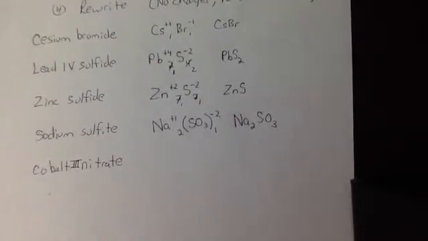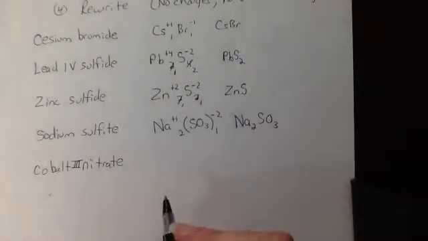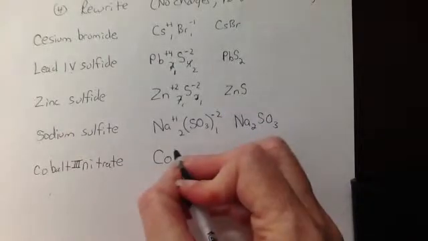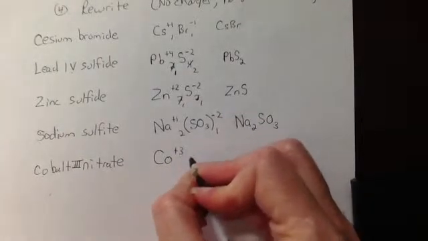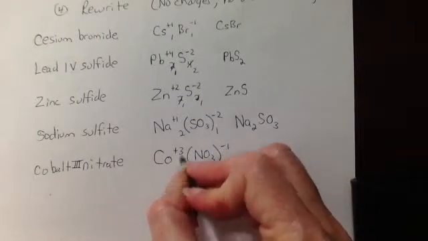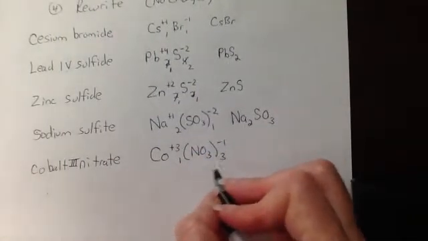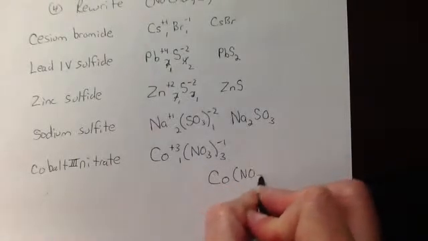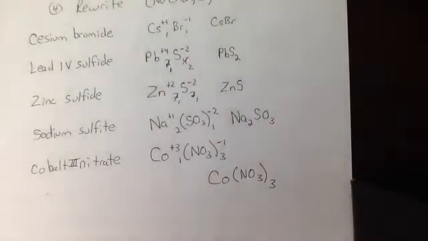polyatomic ion. Then we have cobalt(III) nitrate. Cobalt has Roman numeral 3, so that's +3. Nitrate is NO3 -1. You crisscross that. And then we would rewrite it, Co, not writing the understood ones. This time we do need to keep the parentheses because there's more than one.